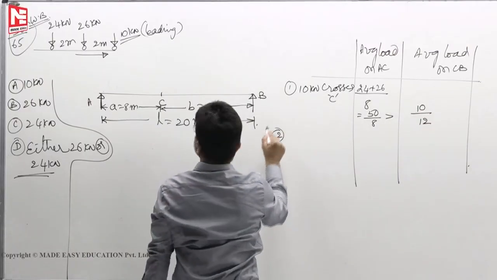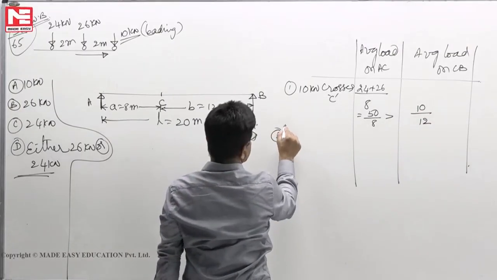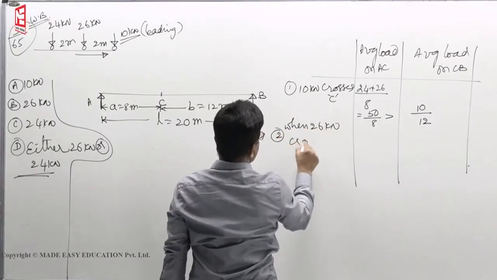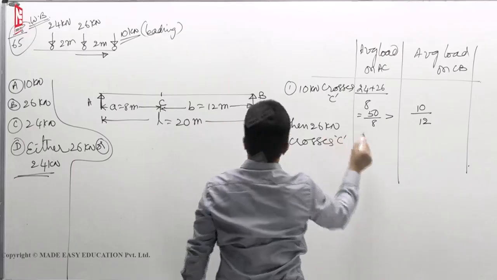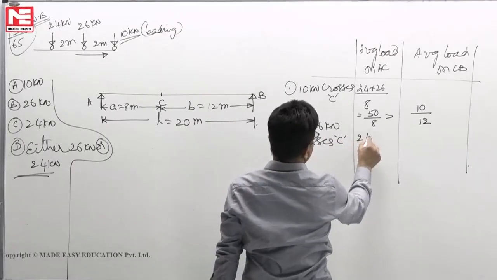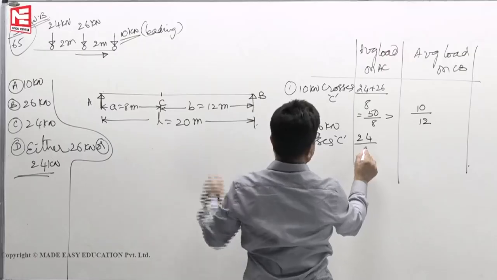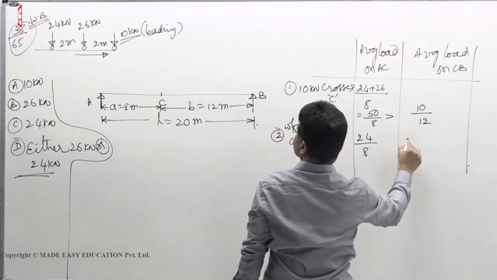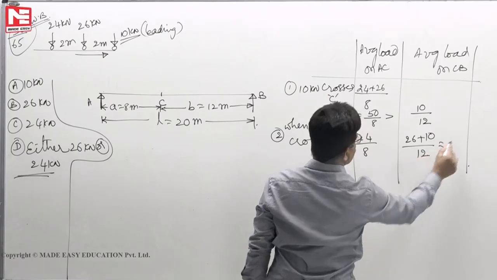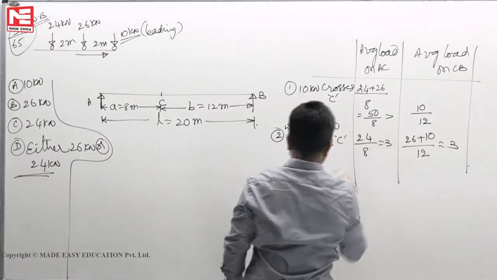Next, second possibility, 26 kilonewton crosses C. When 26 kilonewton crosses C, how much is left out now? Here left out is only 24. 24 by 8. Here 26 plus 10 by 12. This is 3. This is also 3.